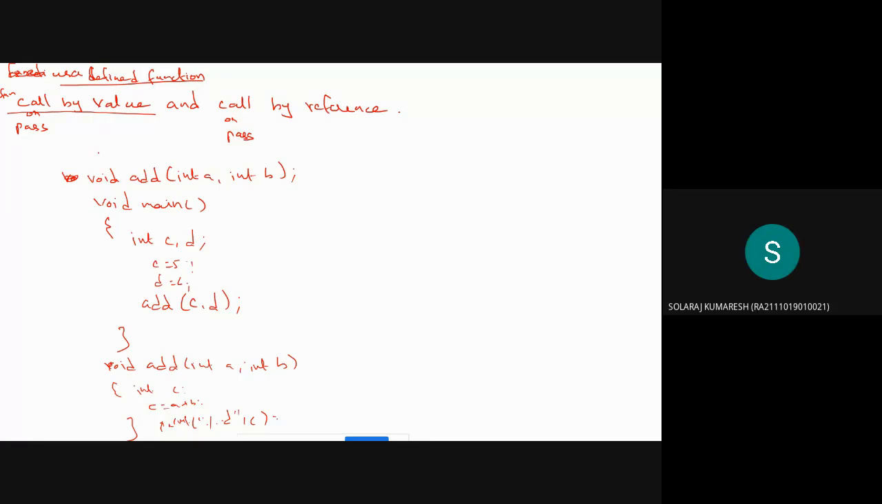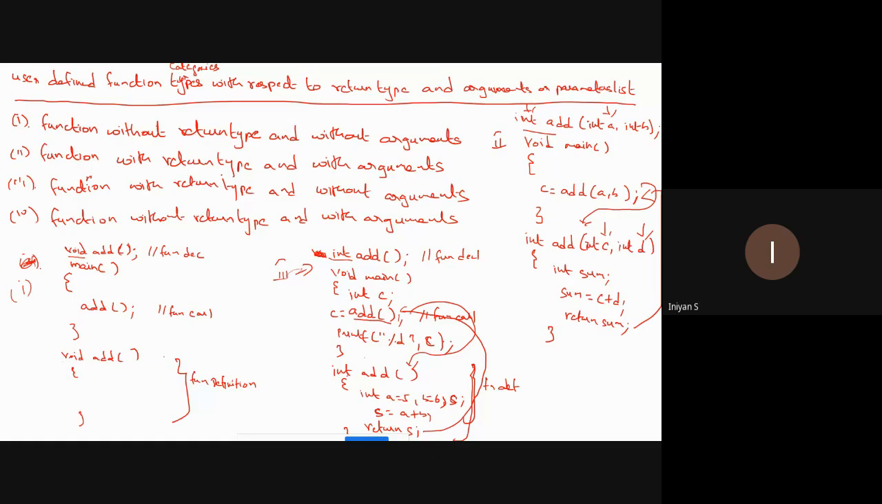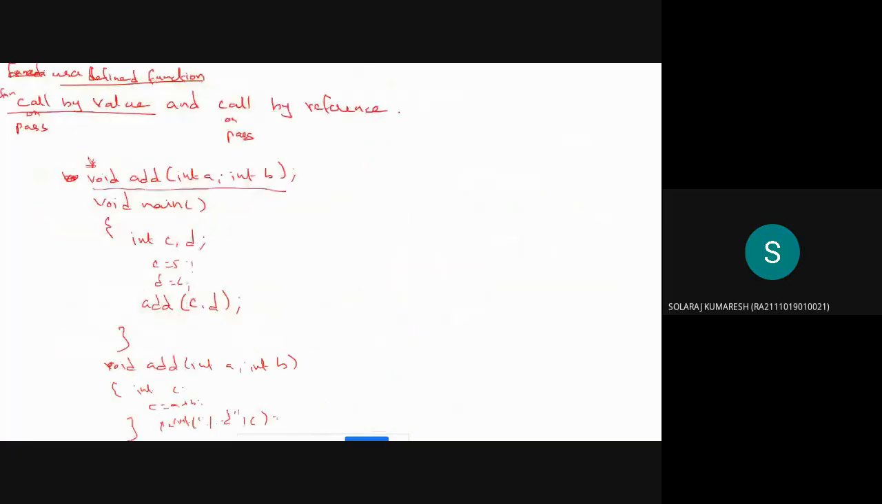This is the function declaration, right? The function doesn't have any return type. Which category is this: first, second, third, or fourth? It is a function without return type and with parameters. That is the fourth category, right? Yes, the fourth one, without return type and with parameters.